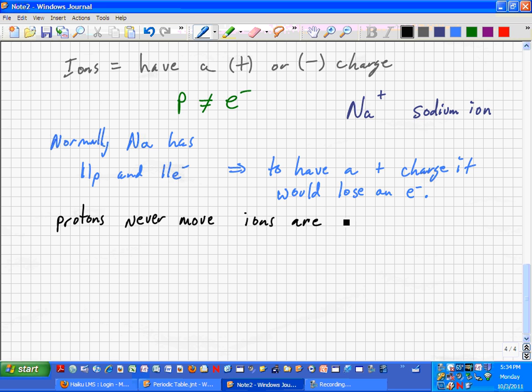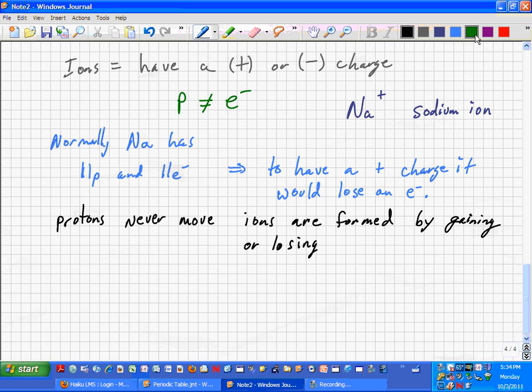Ions are formed by gaining or losing electrons only. It's the only way to do it, gaining or losing electrons. You never gain or lose protons. Those guys are fixed. They're locked in the nucleus. So normally sodium has 11 protons and 11 electrons. In order to get a positive charge, it would lose an electron.